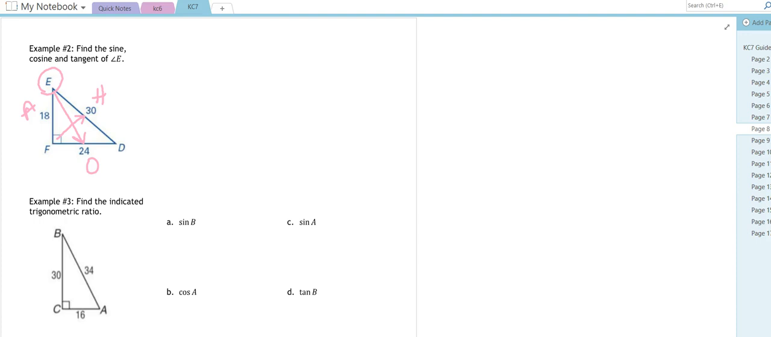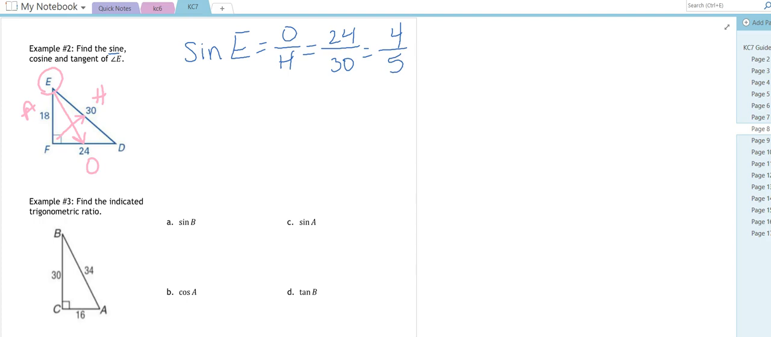So I've already labeled my O, A, and H, which is going to make it a lot easier when I set up every single fraction here. The first thing it asks me is the sine, so I'm going to say sine of E. Sine is equal to opposite over hypotenuse. So opposite of E was 24. My hypotenuse was 30. 24 over 30 simplifies to 4/5.